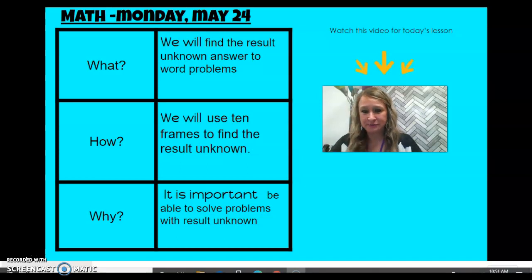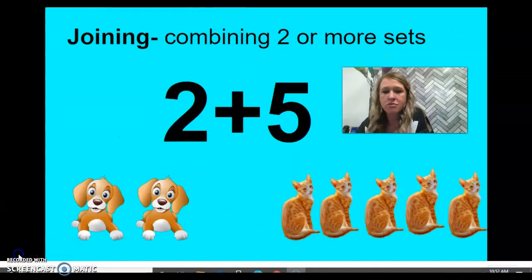Okay, I feel better. So today, on the last Monday of first grade, we will find the result unknown to answer word problems. How will we do this? We will use 10 frames to find the result unknown. Why? Because it's important to be able to solve problems with the result unknown.